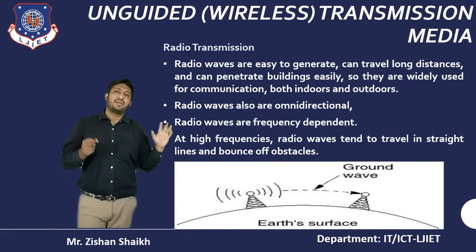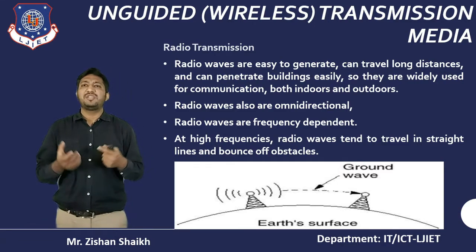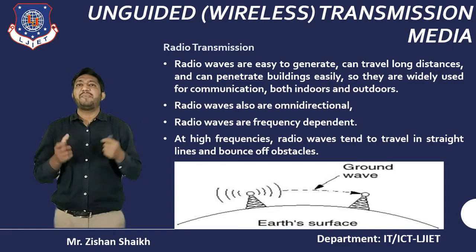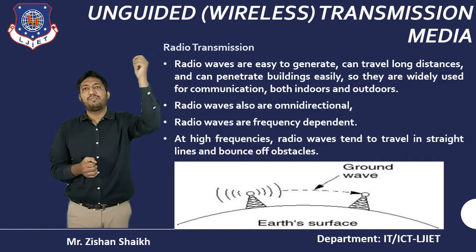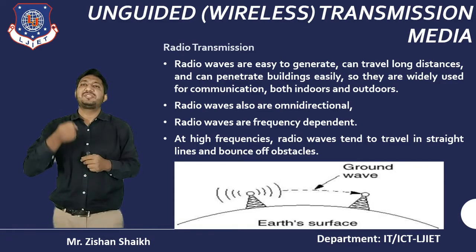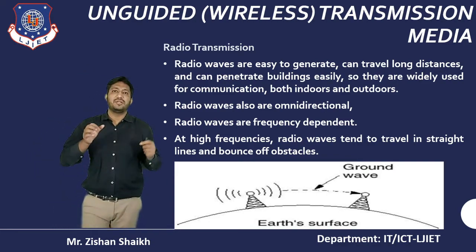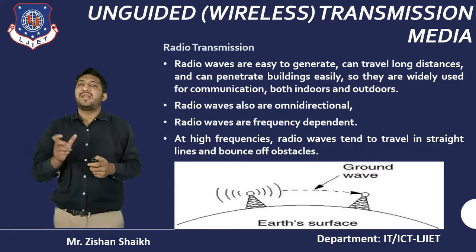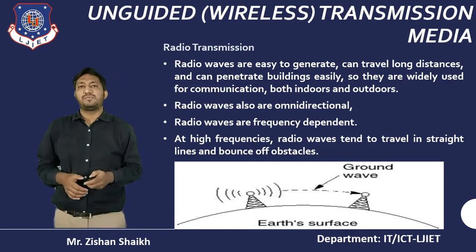When we are talking about radio wave transmission, we already know radio waves are easy to generate from a centralized center, they can travel a long distance, and they penetrate buildings also. When radio waves travel through the atmosphere, if any obstacle is there, they can change direction, but the strength of the signal becomes weaker. Radio waves are also omnidirectional, so they can target a specific region also. At high frequency, radio waves travel in a straight line and bounce off obstacles.